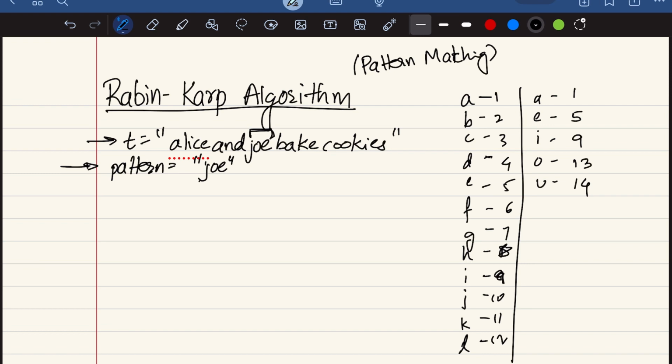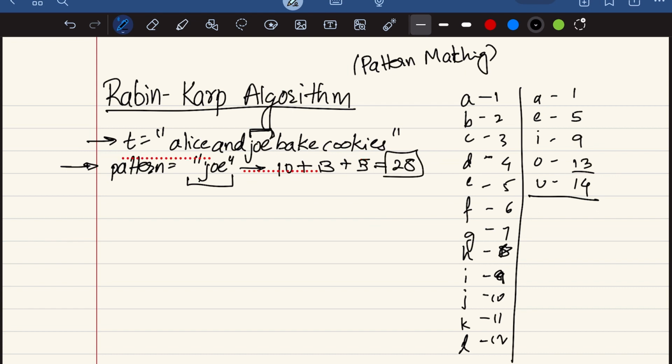On the right side you can see I have made a table. We'll create a hash function in which every letter that you see in this text is associated with a value. From A to L I have 12, and then I have all the vowels here with some values. In total we have 14 characters here, and each of them has a value. With this table, we are going to calculate a value for this pattern. J is 10, plus O, which is 13, and then E, which is 5. This is nothing but 28. So 28 is the value.